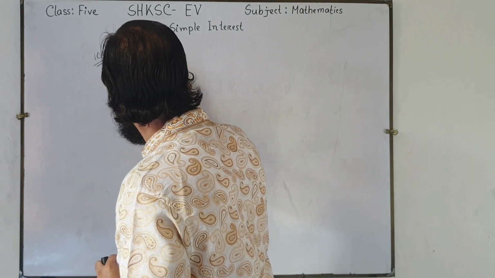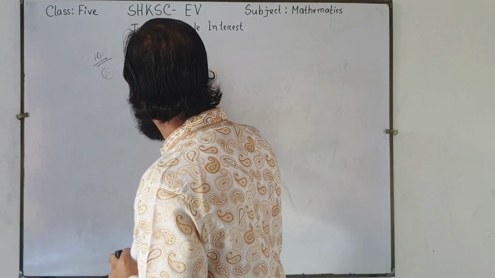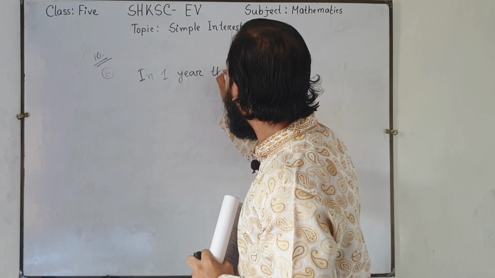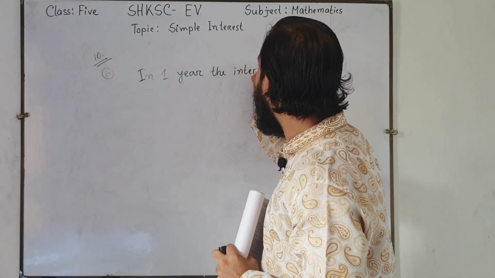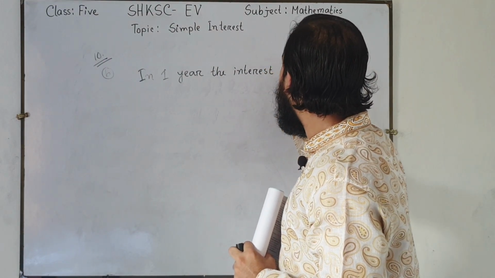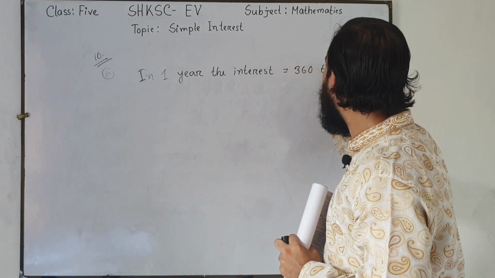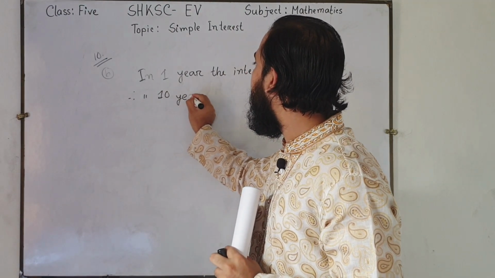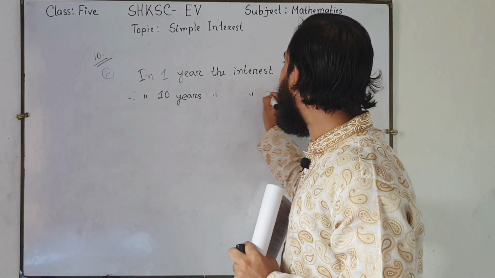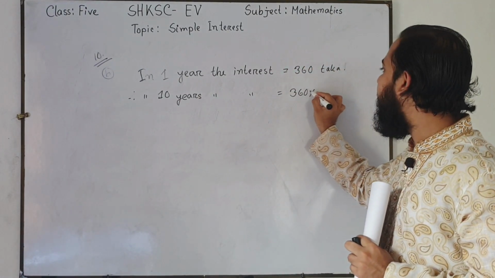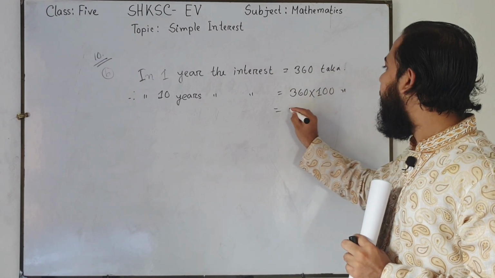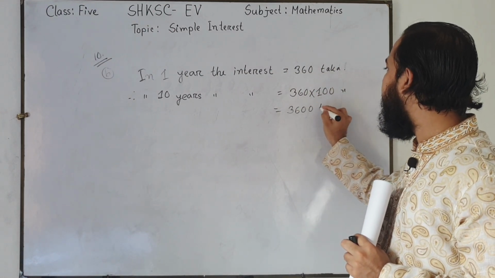In 1 year the interest is equal to 360 taka. Therefore, in 10 years the interest is equal to 360 times 10. So it will be 3,600 taka.